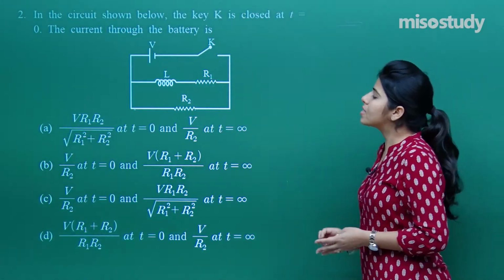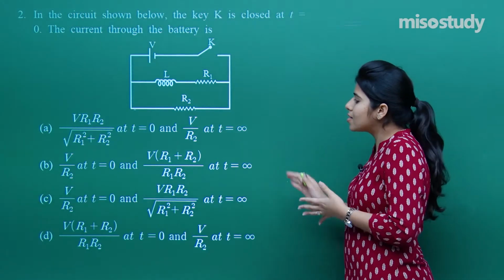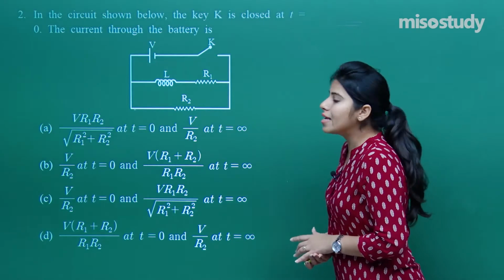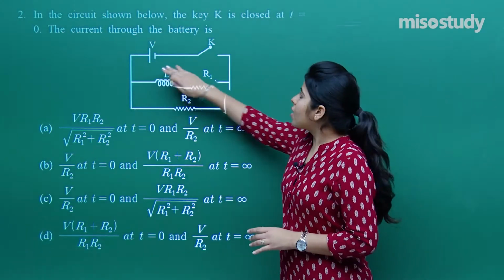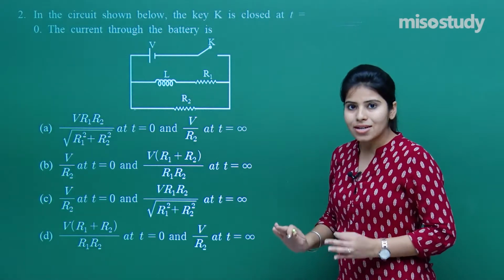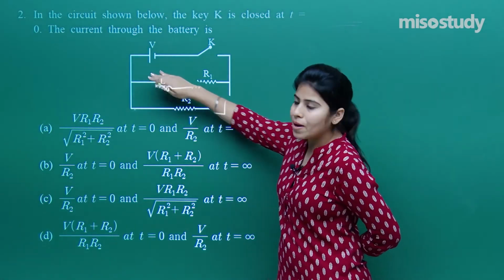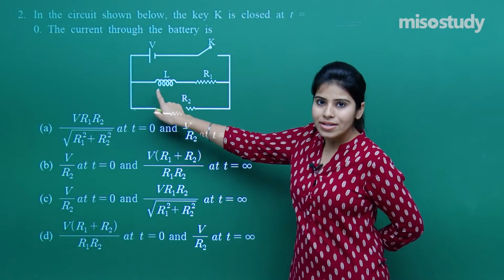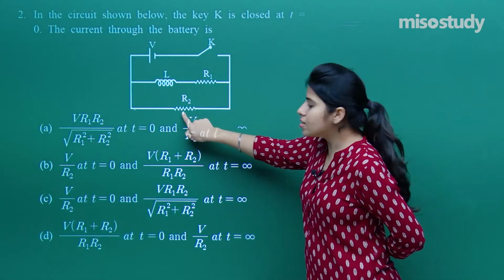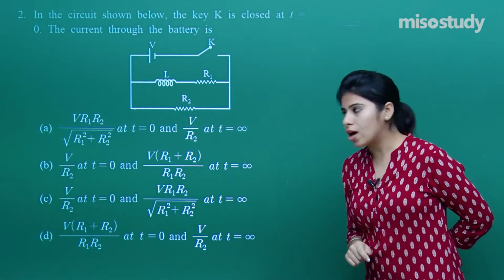The second question says that in the given circuit shown below, the key is closed at T equals to 0. The current through the battery is what? In the given circuit, we have been given one voltage supply, one key, one inductor, one resistor R1, and another resistor having value R2.